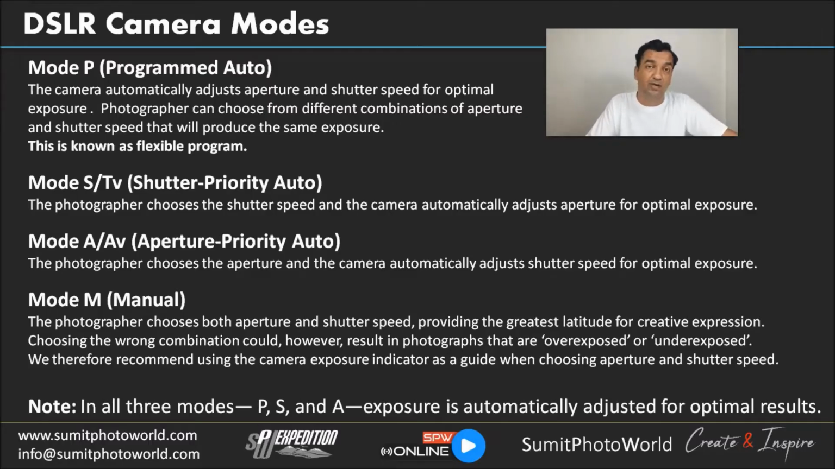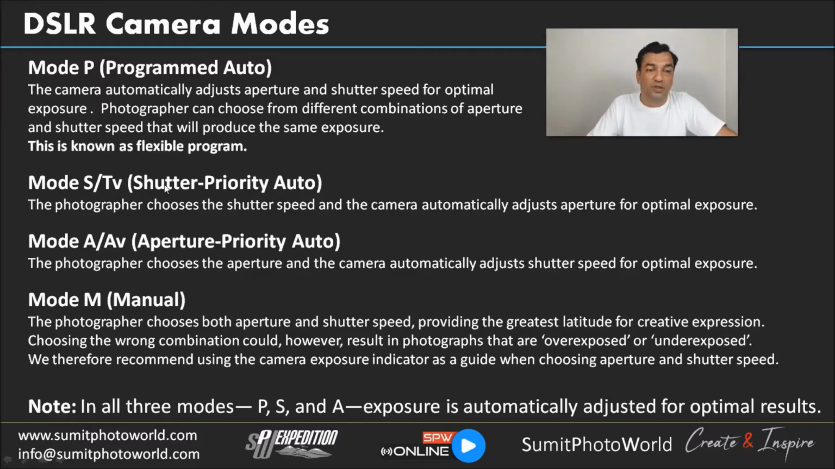And if you adjust the aperture, the camera will take care of the shutter speed. So ultimately the goal is the camera will give you the best possible exposure. It's a kind of auto, but you still have control on these two settings. Most of the time when we take record shots, we use program mode, because in program mode we get an idea about what exposure settings we will use when we are shooting in manual mode. This mode is also known as flexible program, because it's very flexible and at any light condition you can use the program mode.